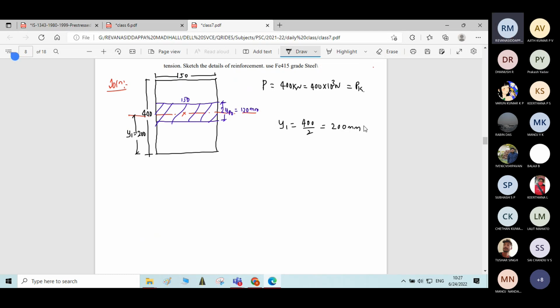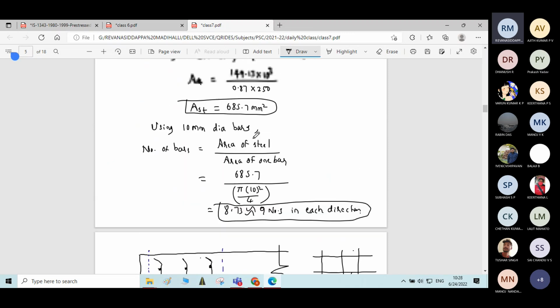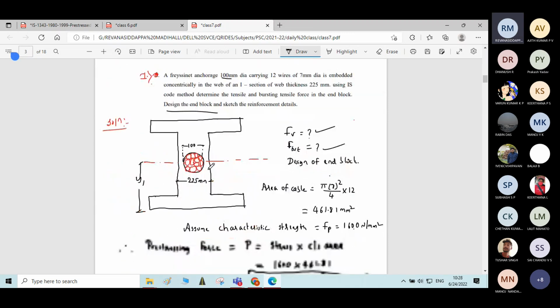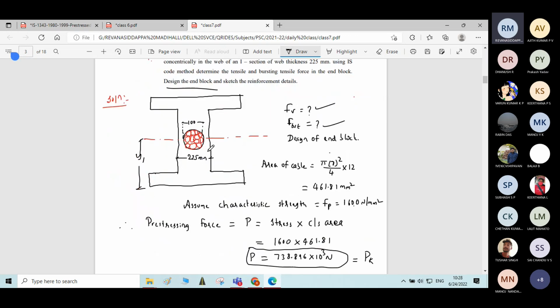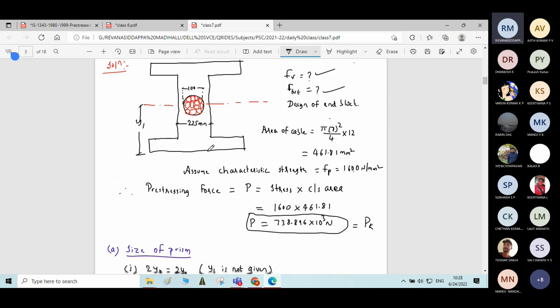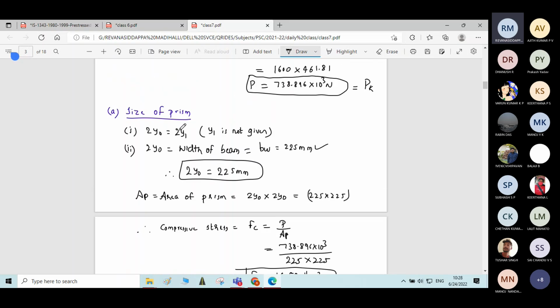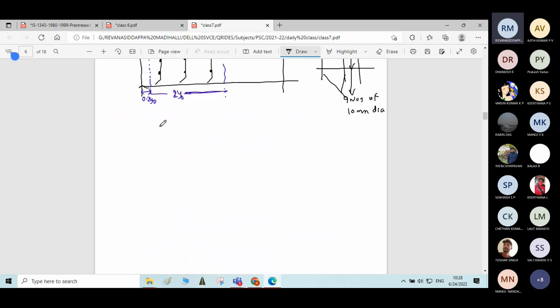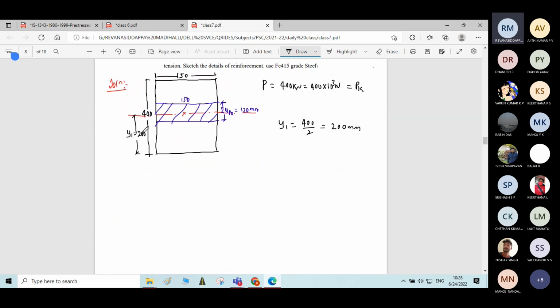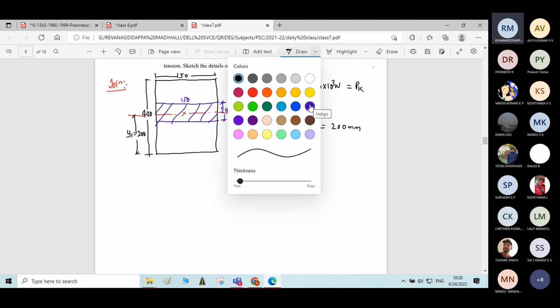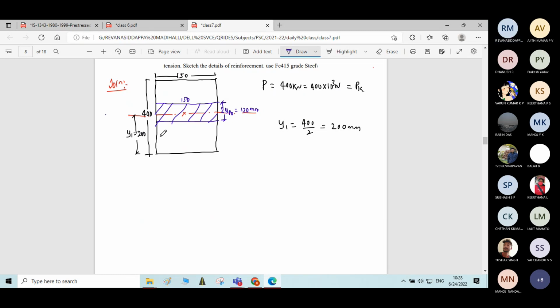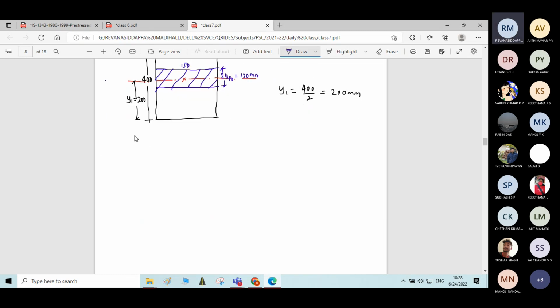So in the previous problem, that Y1 was not given. Overall depth of the beam was not given. If overall depth is given, you would have got this Y1 value. That Y1 is required for fixing the size of the prism. So in this problem, overall depth of the rectangular beam is given. That is why we got Y1 here. Now we have to design the end block. The size of the anchor plate is known only.